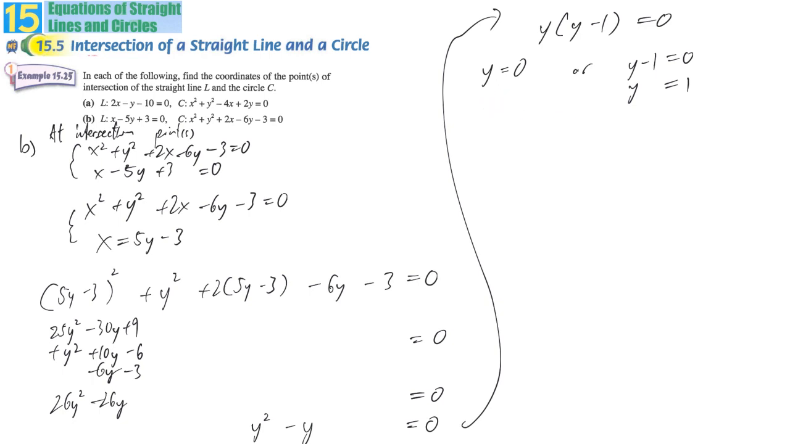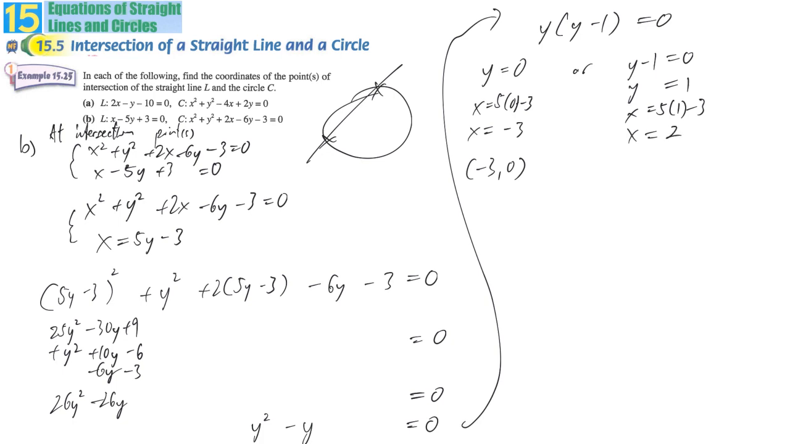It totally makes sense that when we consider a circle and a straight line, there are two intercept points. So it's totally fine to have two results here. Then for each result here, we have to get the corresponding value of x. That's why x is equal to 5 times 0 minus 3. In this case, x is equal to negative 3. So one of the points is (negative 3, 0). And the second case, when y equal to 1, then x is equal to 5 times 1 minus 3. x equal to 2. So another point is (2, 1).